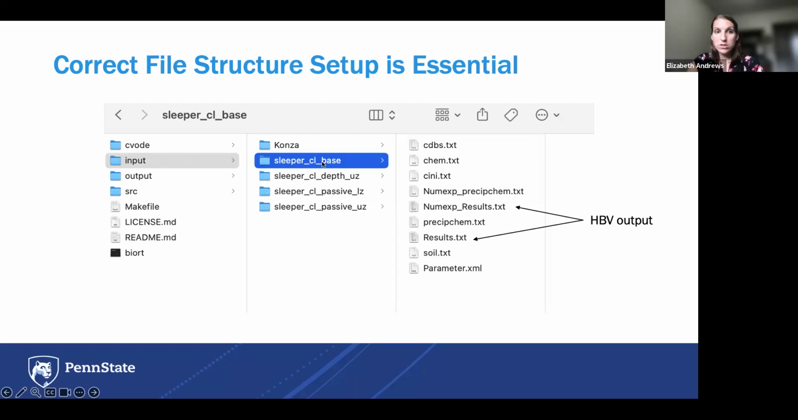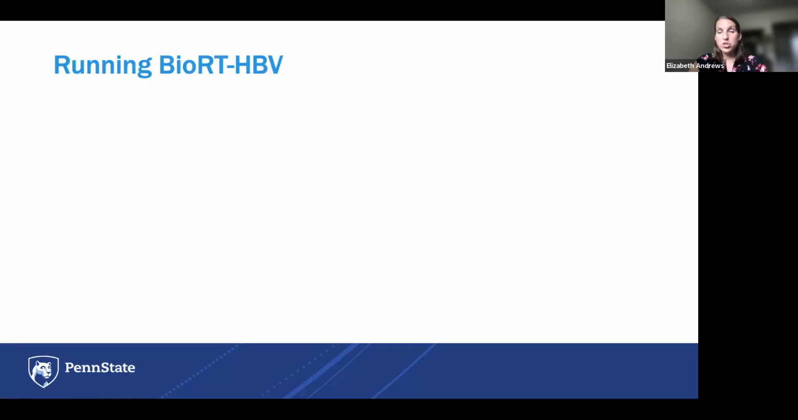And in here, this is showing the sleeper chloride base. This is the one we'll be working with. It represents the Sleepers River watershed. And basically, I've named it chloride base because this is the base case for solute transport that we're going to run. Then you can see all of the files that we need in this input folder, including the ones for BioRT, and then the HBV output that are required to run the BioRT. So with this in mind, let's go ahead and try this out in BioRT-HBV.